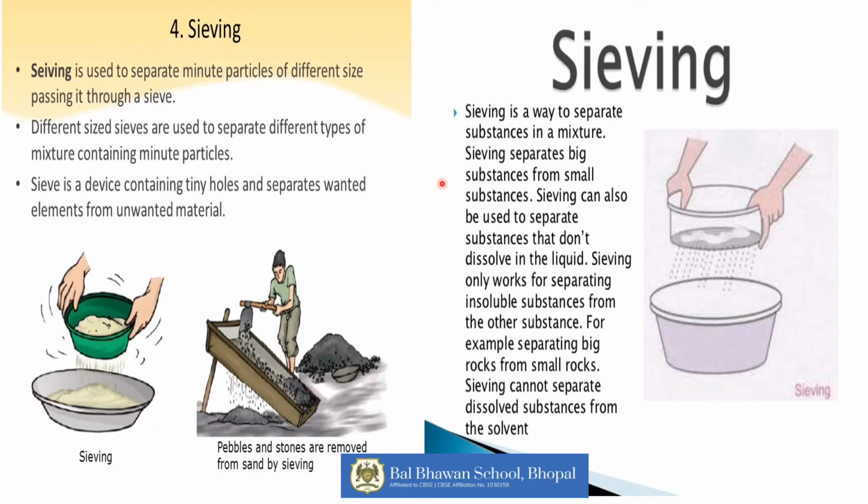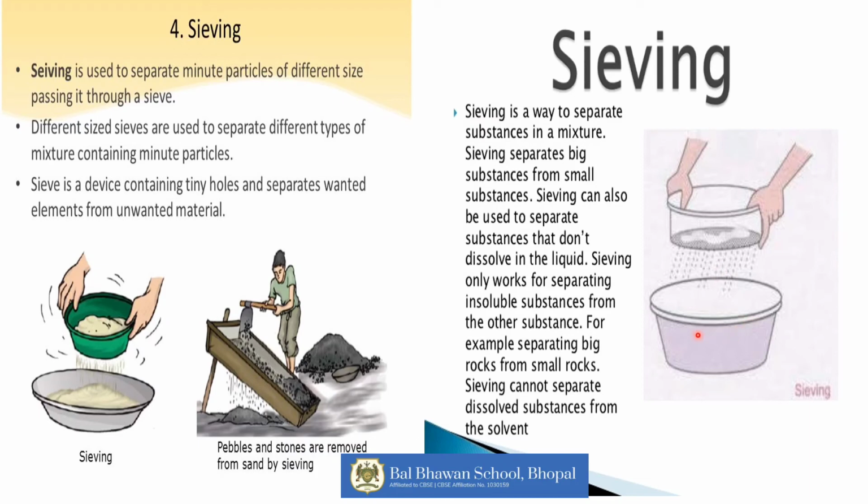Now here also you can see that sieving is a way to separate substances in a mixture. Again, the particles which are bigger in size than the pore size of the sieve remain on the top of the sieve, whereas the particles which are smaller than the pore size of the sieve pass through the sieve and then are collected in a container.